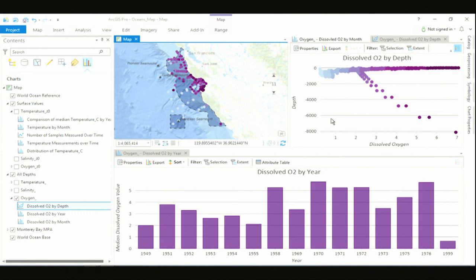I've looked at changes over space and time and through the depths of the ocean. Let's return to the surface now. And Kevin is going to show us some workflows for calculating and summarizing the home ranges of marine mammals.